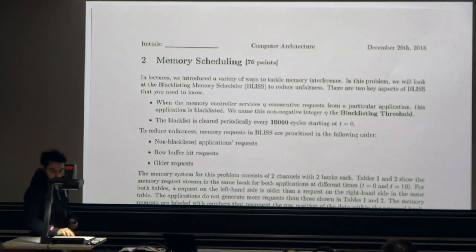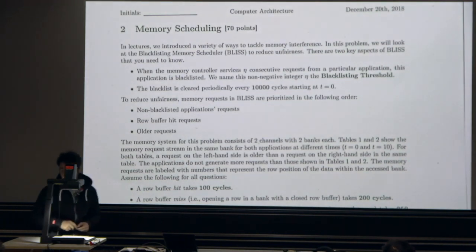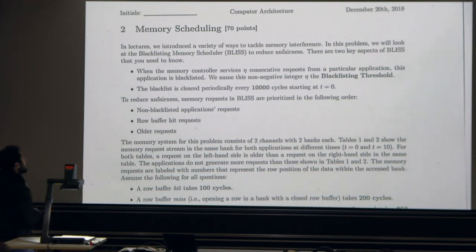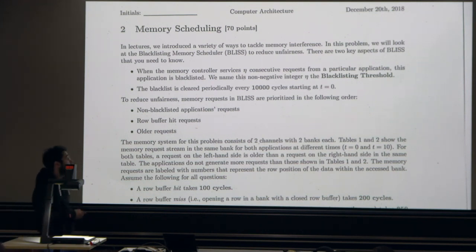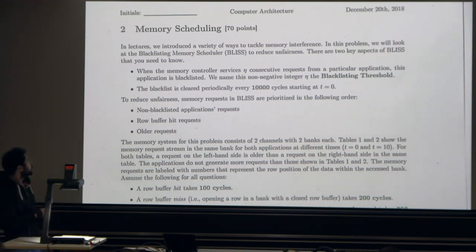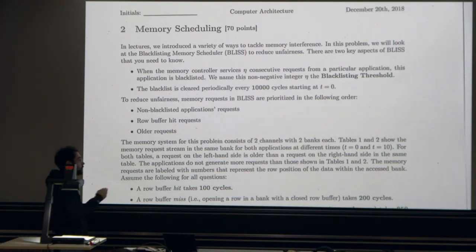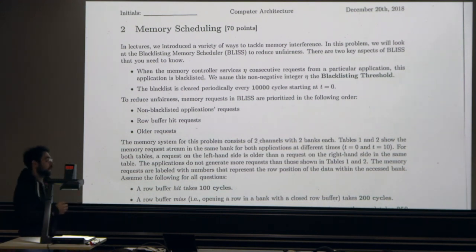So we're going to discuss a question on memory scheduling. Let's read it first. So here, in the lectures we introduced a variety of ways to tackle memory interference. In this problem we will look at the blacklisting memory scheduler, BLISS, I don't know if you remember it, that reduces unfairness. There are 2 key aspects of BLISS that you need to know. When the memory controller services n consecutive requests from a particular application, this application is blacklisted. And this non-negative integer n is the blacklisting threshold. So when you execute n requests from a specific application, it will be blacklisted.